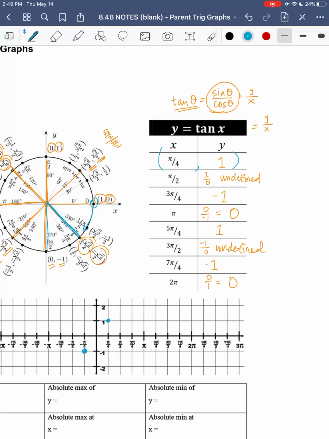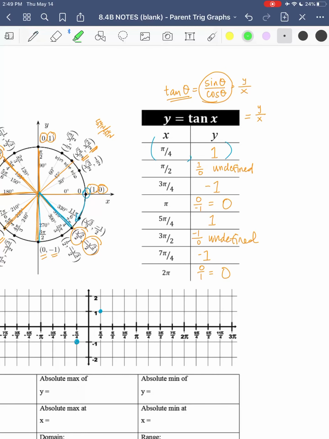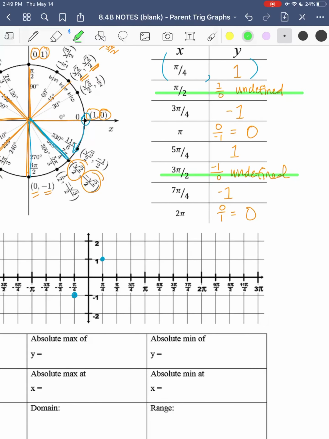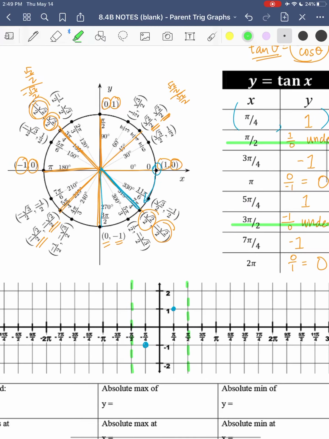But then at negative pi halves, we'll be back to being undefined. So where it is undefined, we're actually going to have vertical asymptotes. We've seen vertical asymptotes before, like we saw with logarithms. Where it is undefined, so that's at pi halves, we have vertical asymptotes.